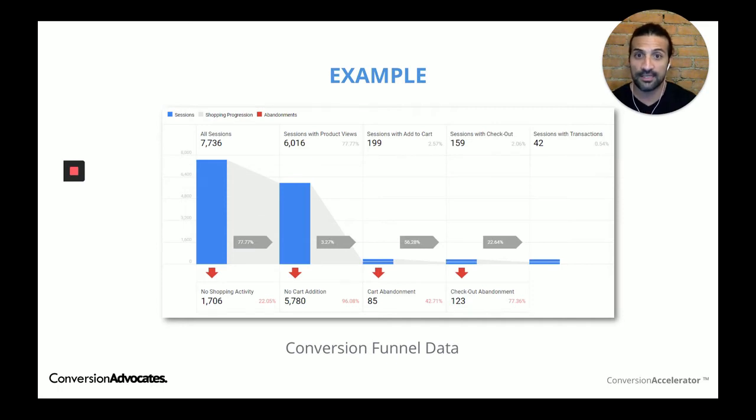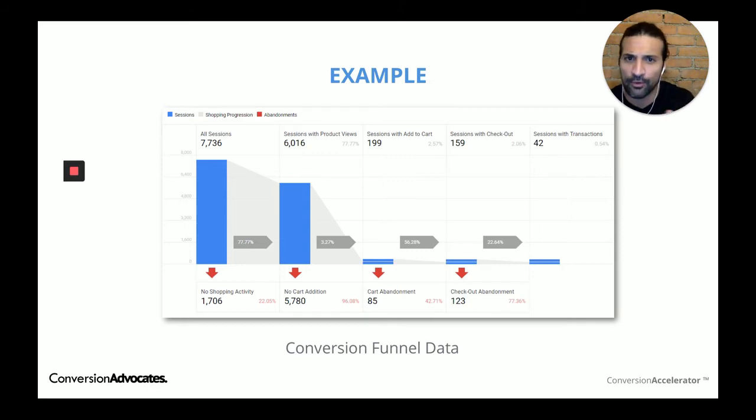So this essentially shows the flow of users from when they land on the website to when they view a product to when they go to add to cart, checkout, and then finally make a transaction, okay? So this gives us a really great breakdown of the customer experience. Where is some friction happening?